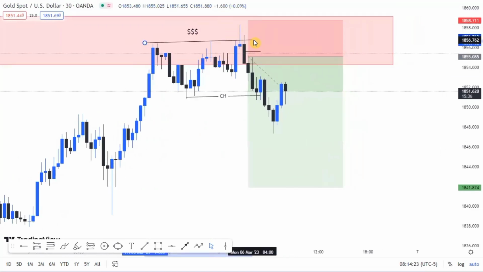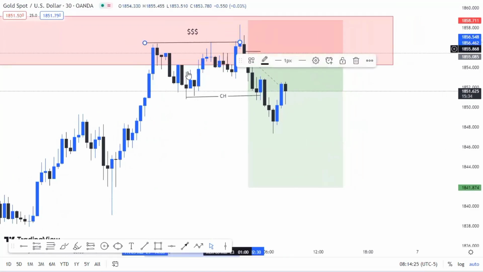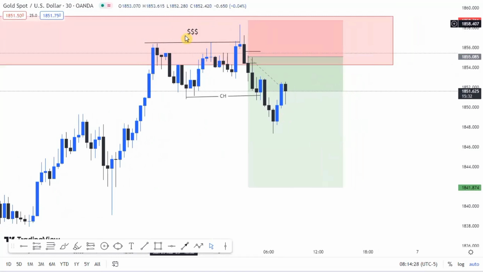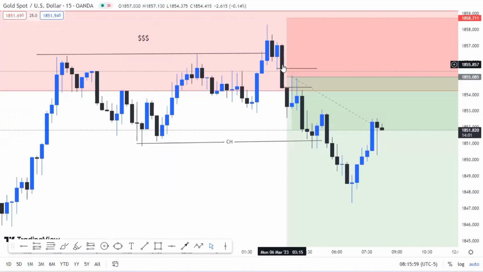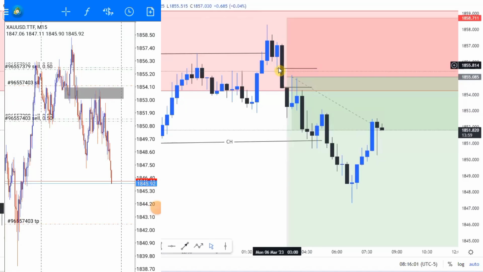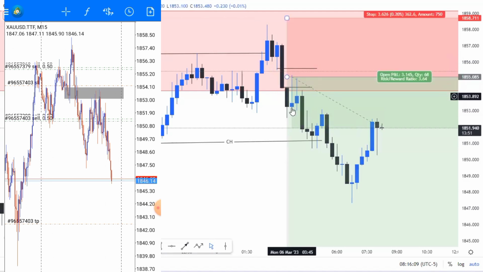So now let me just scale down to the 30 minutes time frame, but it's kind of taking a lot of time. Okay, finally it did open. So we have the stop loss being taken out. This was before I took the trades. We took our entries based on the imbalance, which you can really see on the 15 minutes time frame.